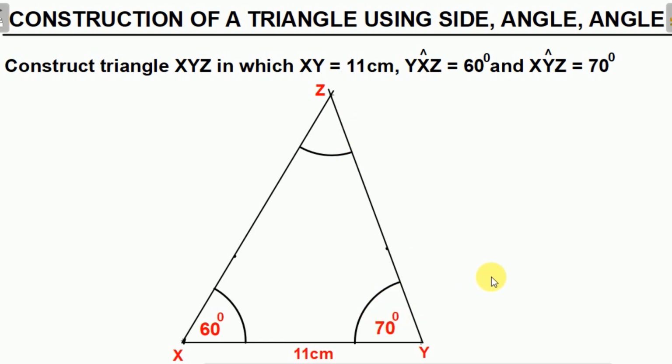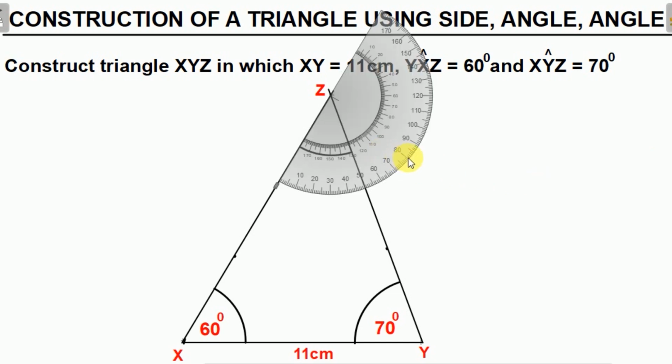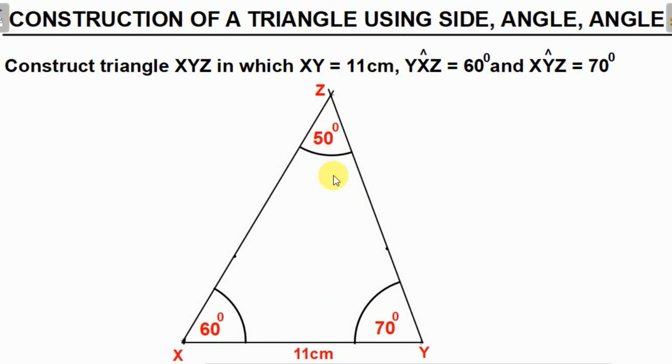So now we can measure our angle XZY. So we're going to do that by using our protractor. So we're going to put our protractor at point Z there. So if we measure our angle at Z, we can see this is 10, 20, 30, 40, 50. So that's going to be 50 degrees. So as you can see, our angle at Z is 50 degrees, our angle at X is 60 degrees, and our angle at Y is 70 degrees.